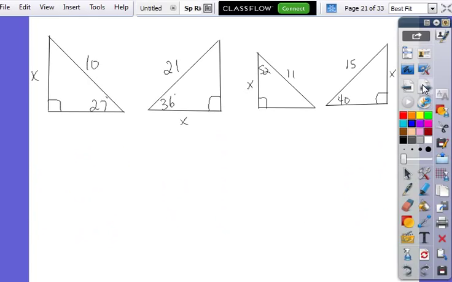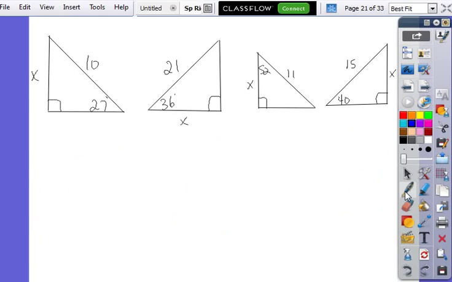All right, get those copied. If I want to solve these problems, I can't do Pythagorean theorem because I'm missing two sides instead of one. So the only way I can solve these is to do the sine and cosine stuff. The first thing you need to do is identify what angle you have and then which two sides you have based off of that angle.